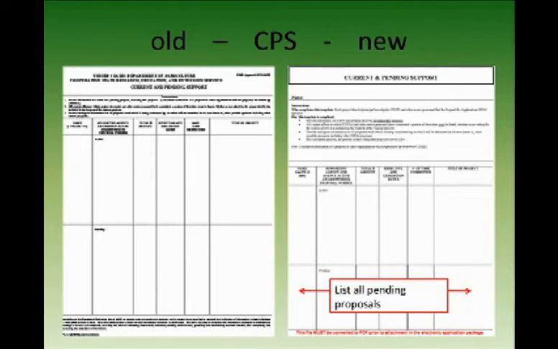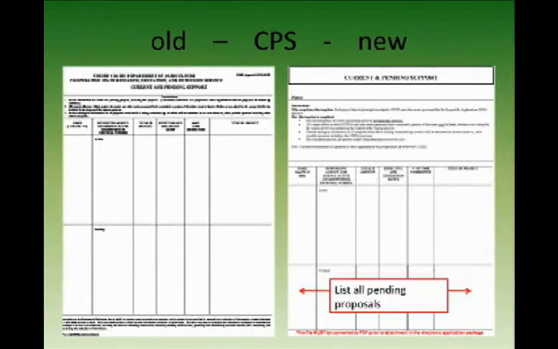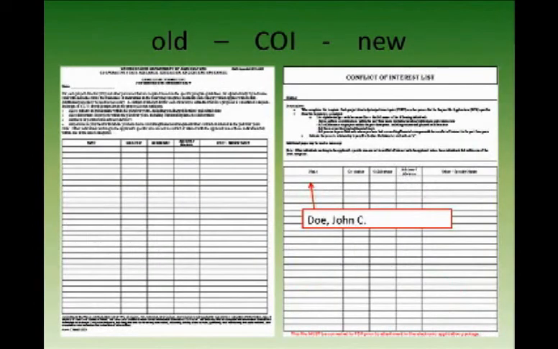And a lot of people forget that all of their pending proposals need to be listed in that pending section. Conflict of interest forms, there's still a lot of people using the old template. The new template is better, and there is actually a reason to go ahead and move it, because on the old template, both on the current and pending support form as well as on the conflict of interest form, the main thing is that the new templates have different margins, and I would encourage you to move your information.